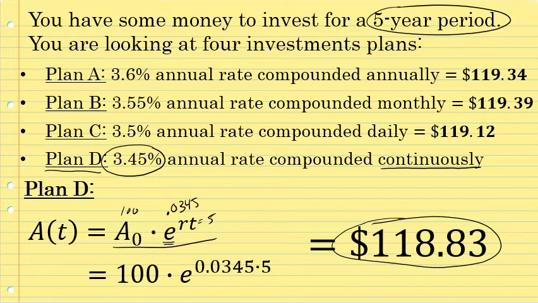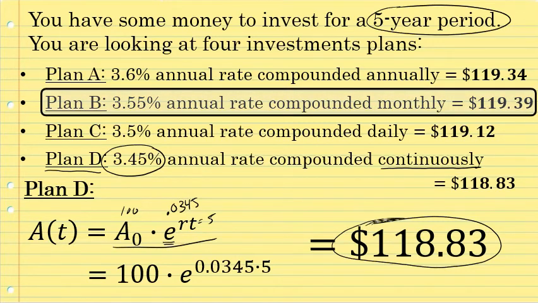So if you were choosing one of these 4 plans, Plan D would earn the least amount of money. And if we look at the value for all 4, it looks like Plan B earns the most money. Plan B earns $119.39, just 5 cents more than Plan A. We'll say that Plan B is the best.